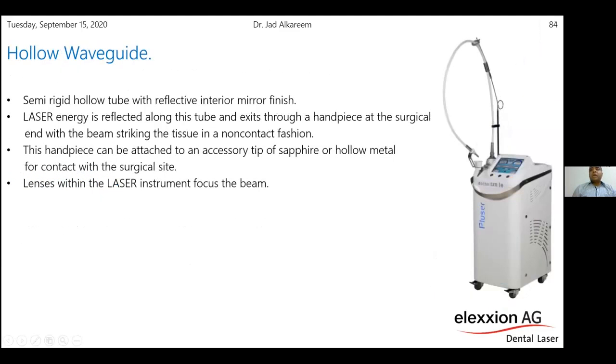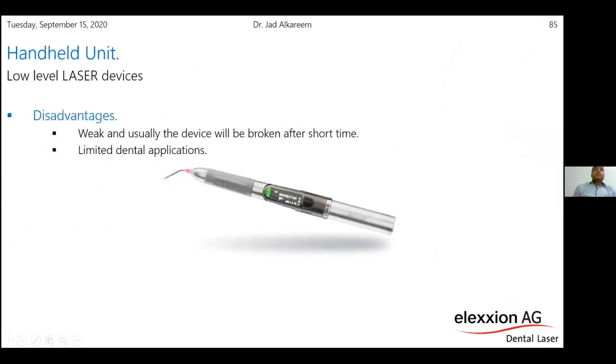Then we go to the waveguide. This is also an example of the waveguide delivery system. It is somewhat similar to the articulated arm, but it gives you more flexibility and more movement in the patient's mouth. Then we go to the handheld units, and these units are actually very weak, and over time they will be damaged because they are not strong enough, and they also have very limited dental applications. You can use them for certain applications, but if you want to do an invasive surgery, I will not recommend this device to be used.